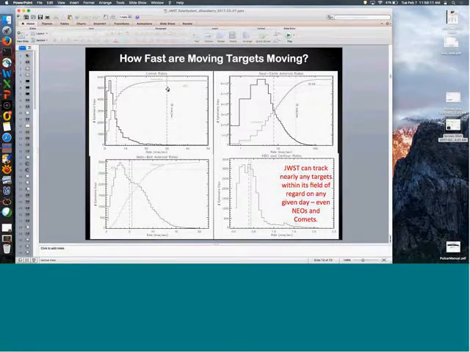In terms of the tracking limit, the 30 milliarcsecond per second limit, this summarizes histograms of how fast comets move in the upper left, near-Earth asteroids in the upper right, main belt asteroids in the lower left, and Trojans and Centaurs in the lower right. And the cumulative curve, which is for comets, shown in this gray line, integrates up so that at 30 milliarcseconds per second, you're able to observe any comet on any given day with greater than 90% probability. That's not perfect, but it's quite good.